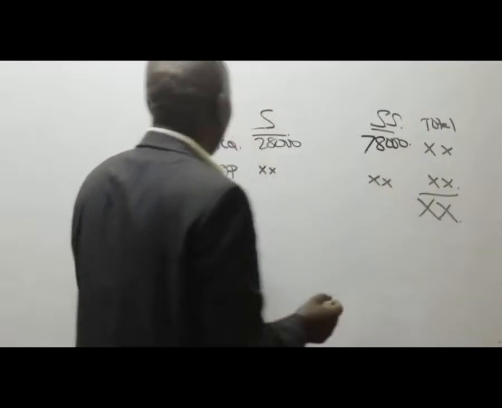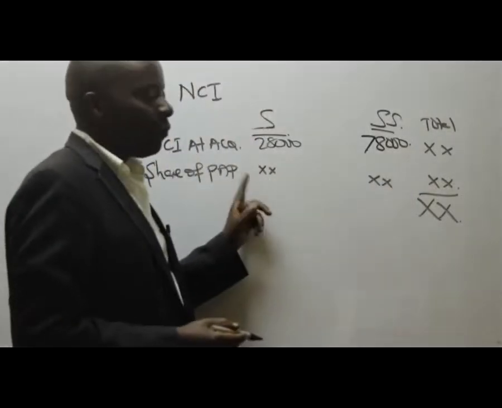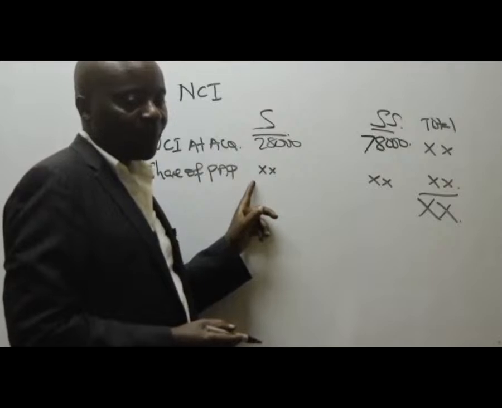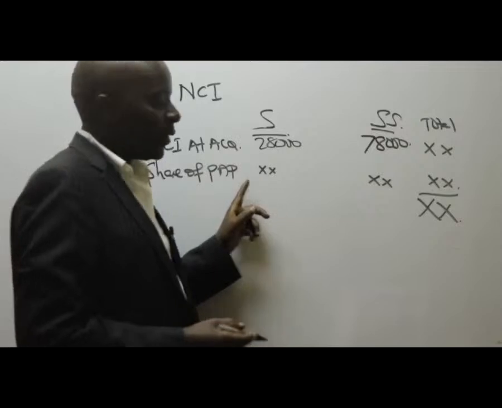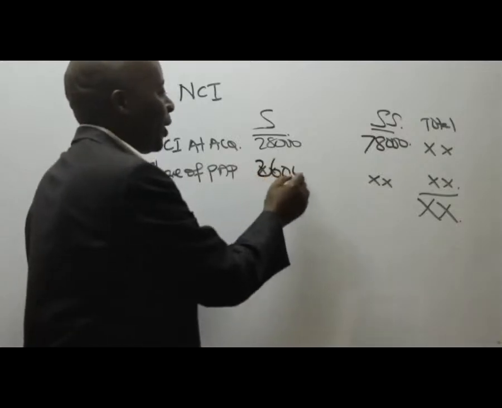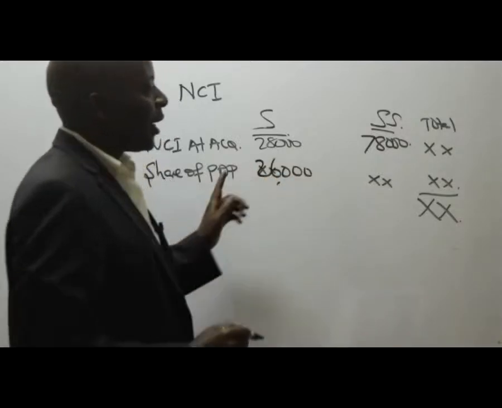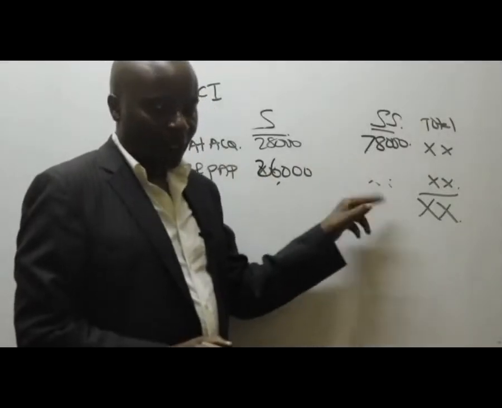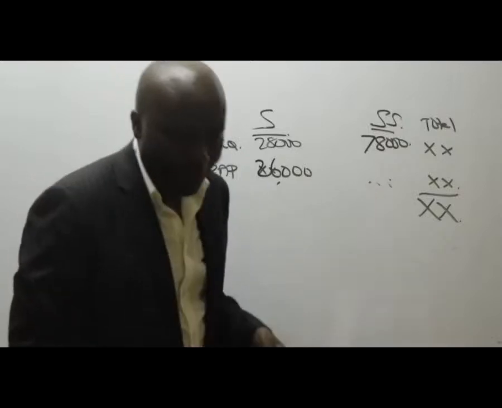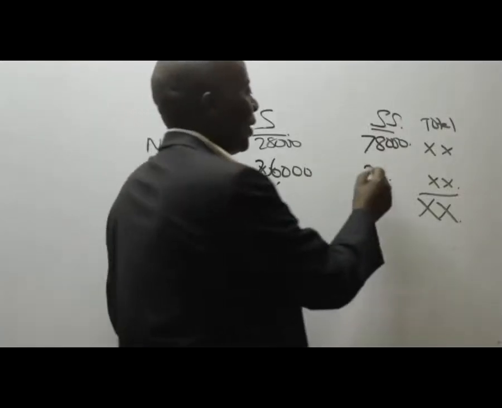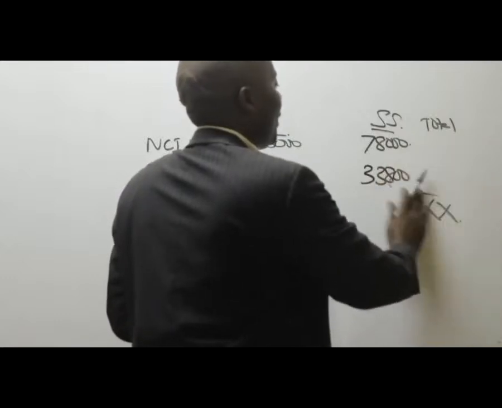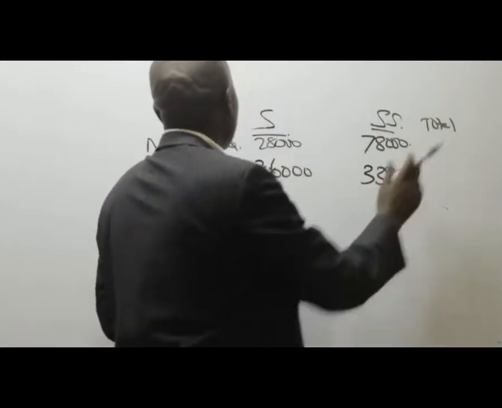How about share of PAP? We have the share of PAP, 26,000 for S. How about share of PAP for SS? It comes to 33,800. So could you kindly give me these figures very fast?